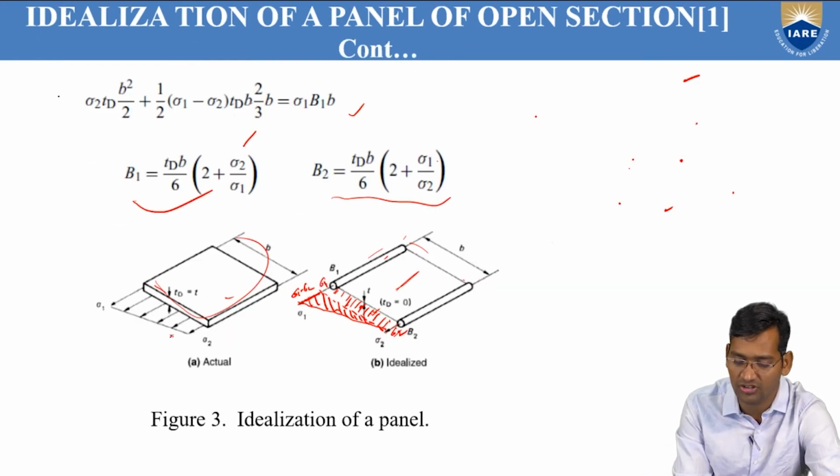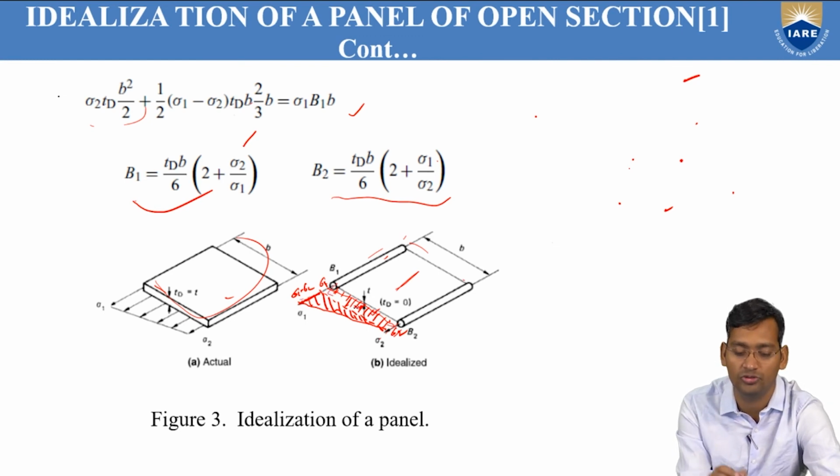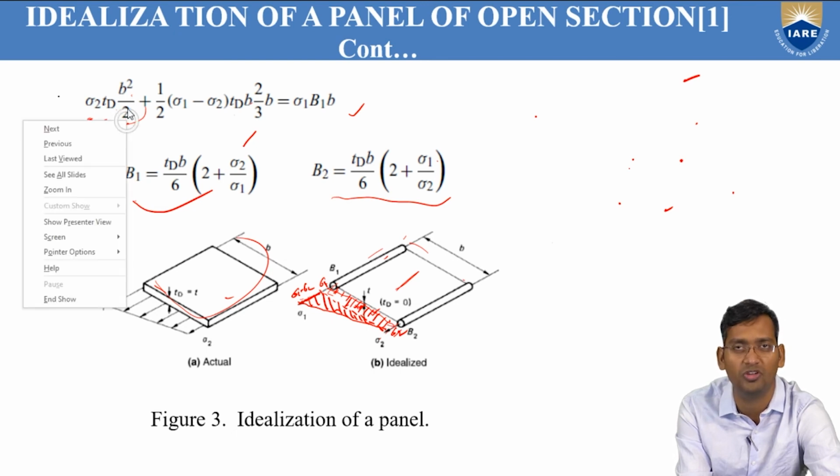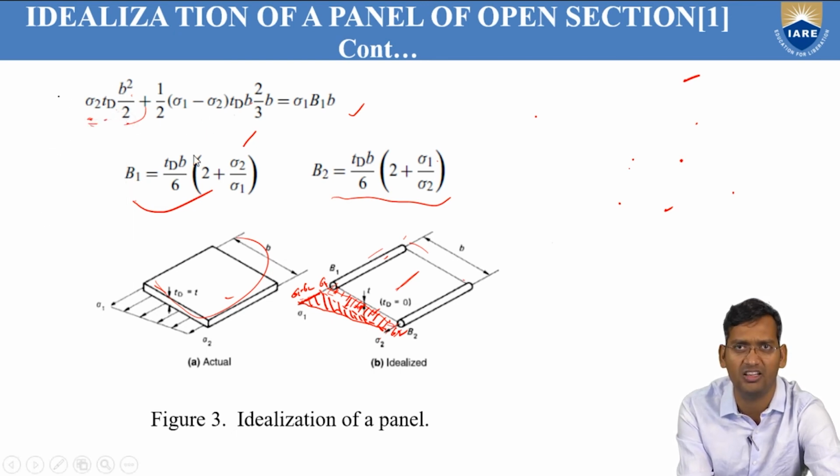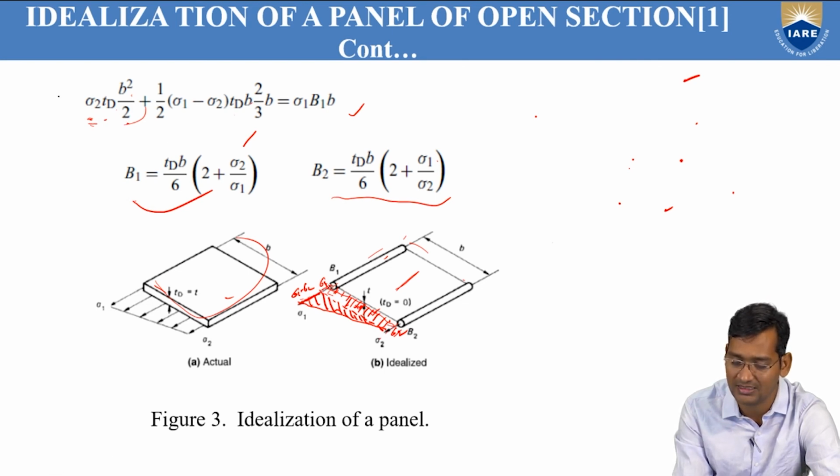Here, this is the original one and this is the idealized one. In this, sigma 1 to sigma 2 is varying. First, we take moment about any one point. This is a rectangle, so here is the moment for the rectangular load, and this one is the triangle. For the rectangle, the load acts at b by 2, so we multiplied by b by 2. Sigma 2 is the stress, TD and b will be the area of the rectangle, and b by 2 is where it acts, the perpendicular distance. So that is the moment from this side for the rectangle.